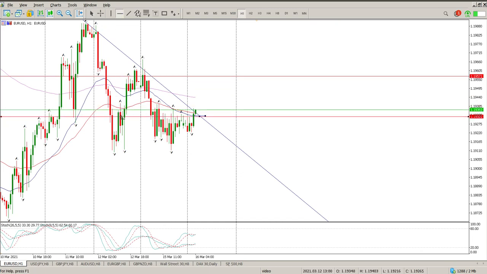This level is fairly strong. You can see how we were rejecting it, and now we've broken through in the Asian session. So that is 119.322. That's my view there at the moment.